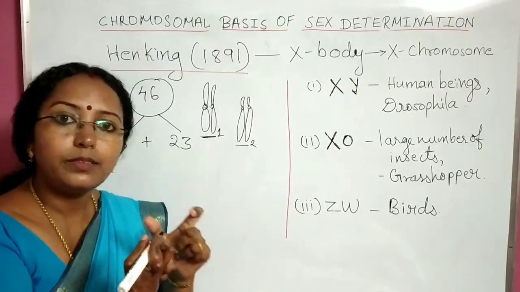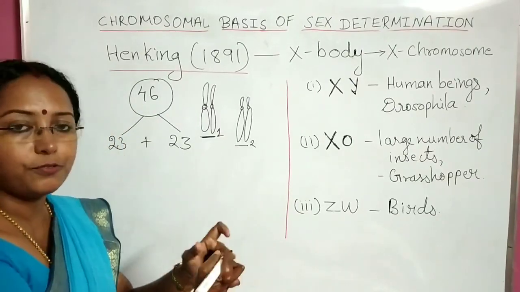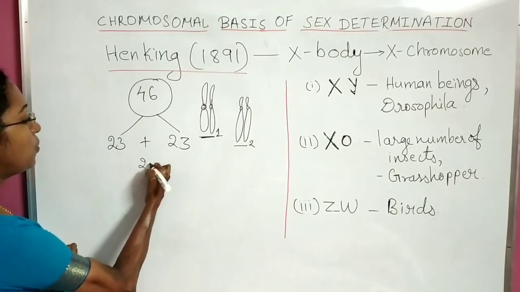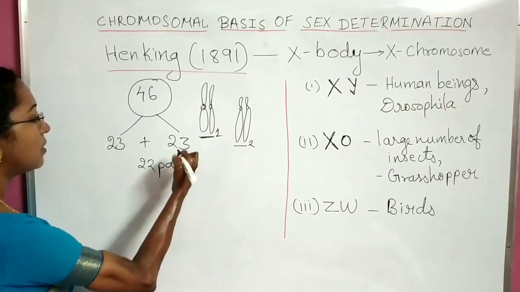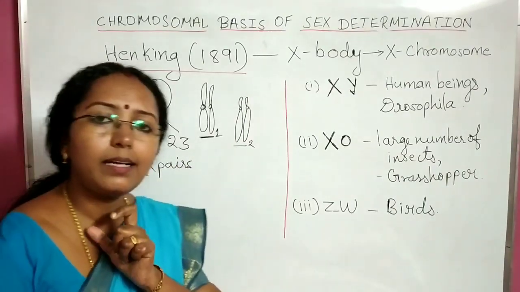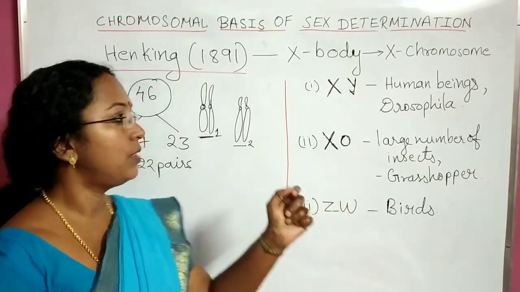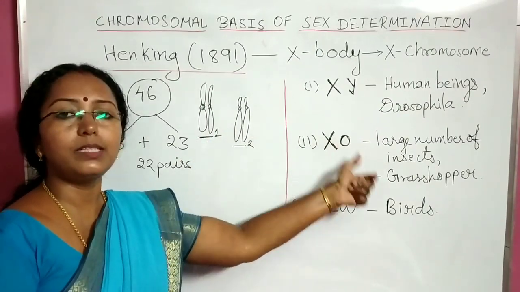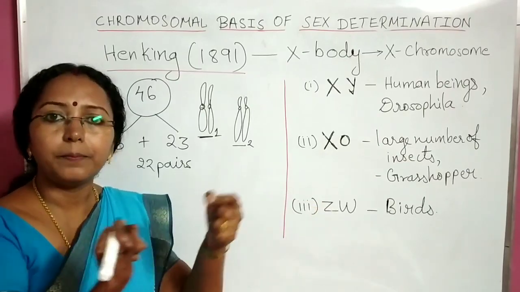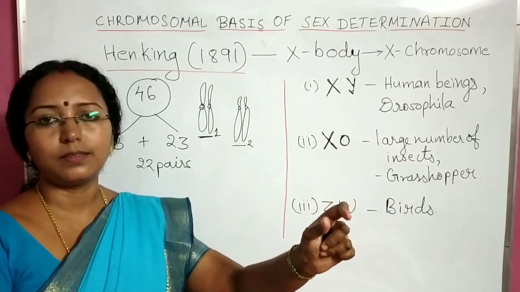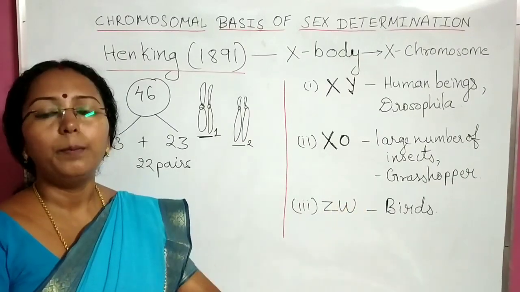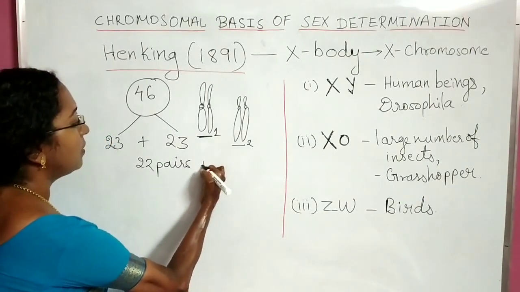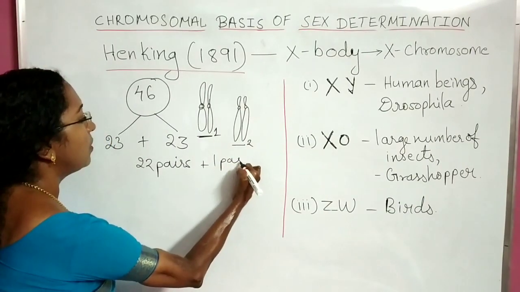So out of that 23 pairs of chromosomes, 22 pairs are exactly the same. If you take the first pair, second pair, third pair, fourth pair, likewise, 22 pairs are the same. You will get 22 exact pairs. But one pair will deviate. So 22 pairs plus I am writing it as one pair.